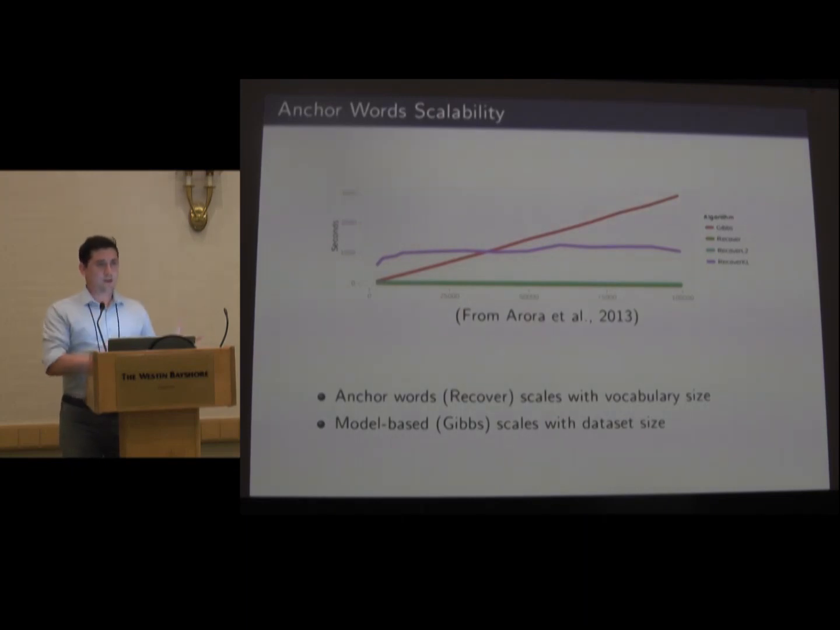So I know that's very fast. There's more details in Aurora's paper, but I do want to pull out this figure from their paper, which talks about scalability. The three lines on this figure labeled recover are various methods of recovering this topic matrix using anchor words.